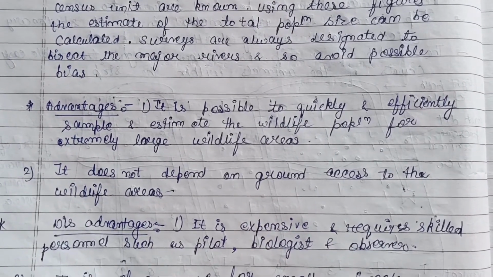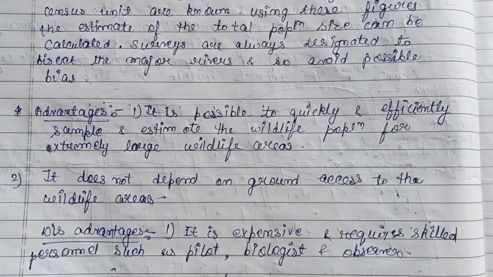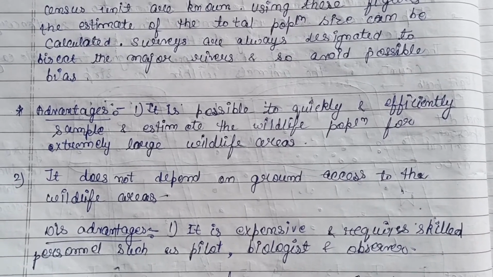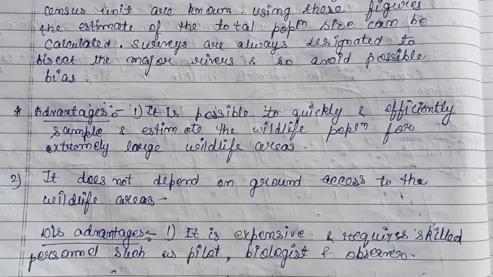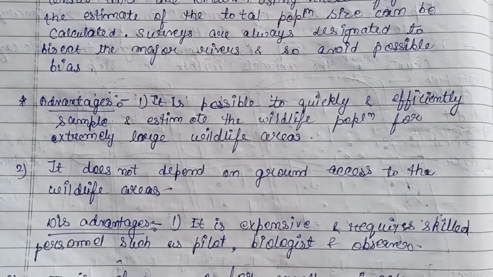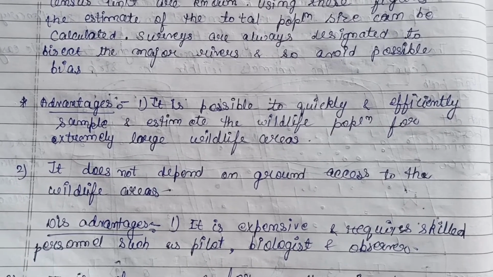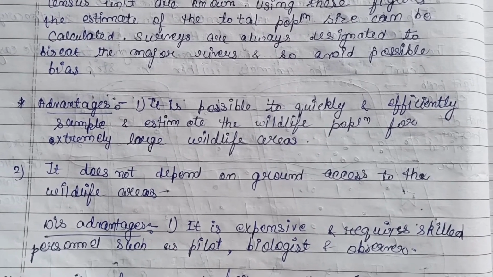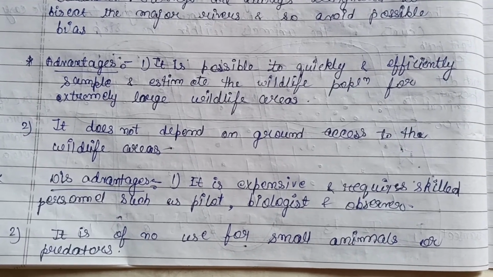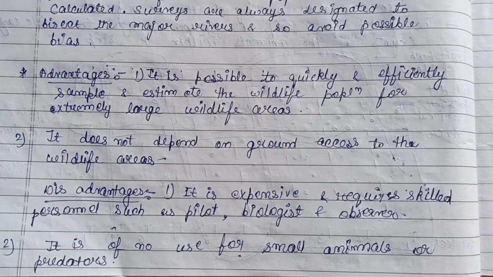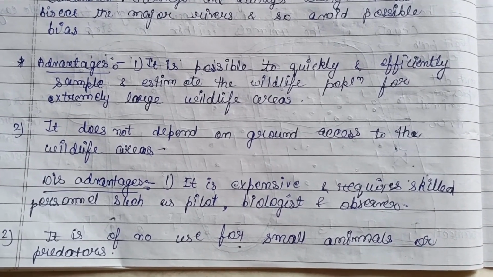Advantages of aerial survey: it is possible to quickly and efficiently sample and estimate the wildlife population for extremely large wildlife areas. Some methods, like the census method, are not efficient here, but aerial survey is fast and efficient in the case of large wildlife areas. And second, it does not depend on ground access to the wildlife area. So basically the ground surface is not needed for the survey process.